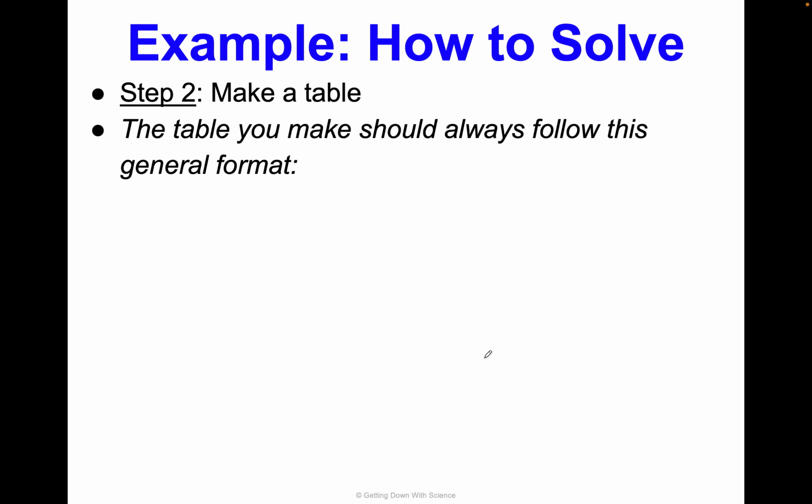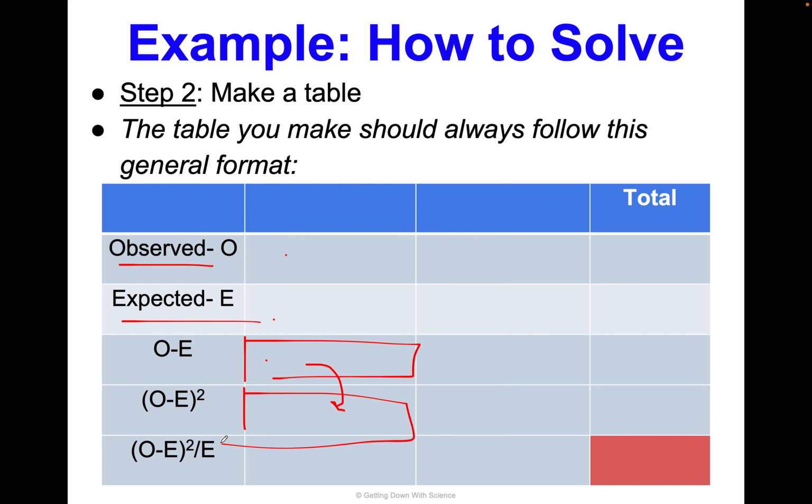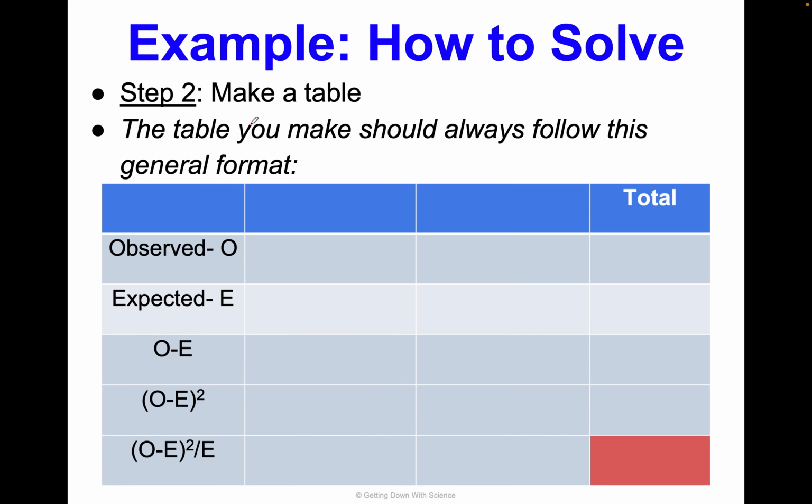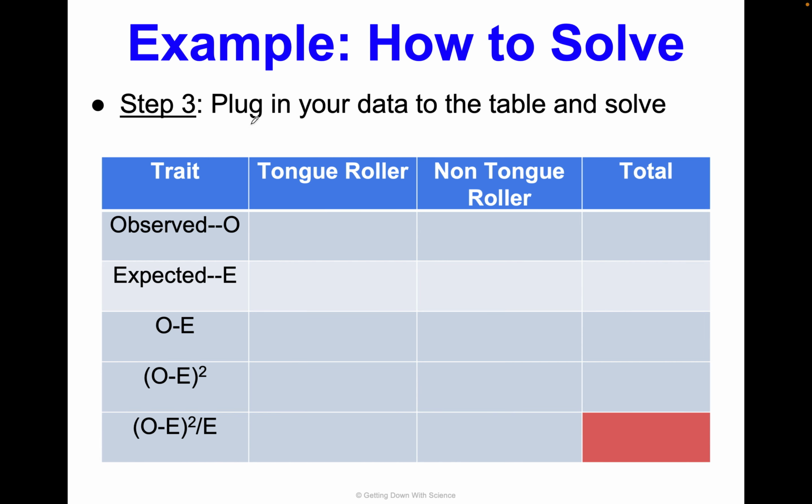We're going to make a table, step 2. The table we make should always follow this format. So we have our observed data, our expected data. Once we get these 2 rows, we subtract them and we put the answer in here. Once we get this answer, we're going to square it. And then once we get this answer, we'll take it and divide it by our expected results, put the answer there. So for this specific experiment, we are going to fill in the table with the trait that we are looking at. So we have our traits.